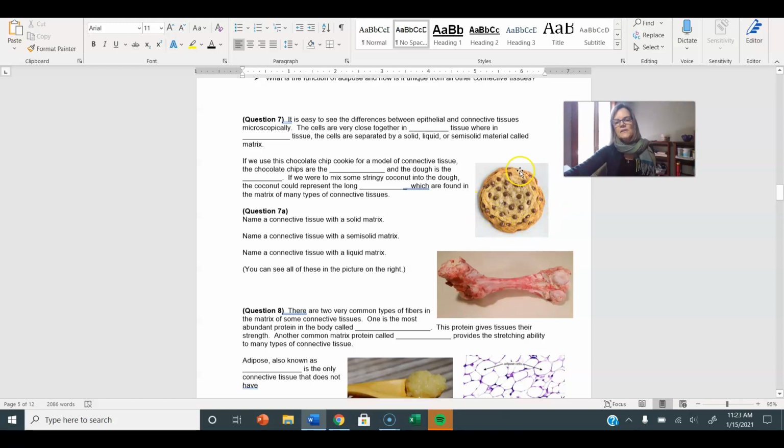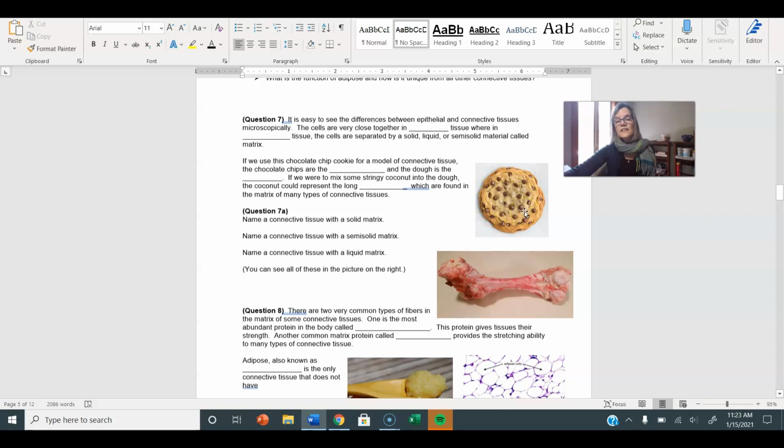I have a chocolate chip cookie here to illustrate that the chocolate chips are cells, and there's stuff in between the cells, and that stuff is called matrix. Now you won't see this without a microscope, but you can look at some of these tissues and see structure similar to this, that there's a matrix and cells. And within that matrix, a lot of times there's fibers. Now, connective tissues can be solid, semi-solid, or liquid. And I can give you examples of all three of those that have this structure.